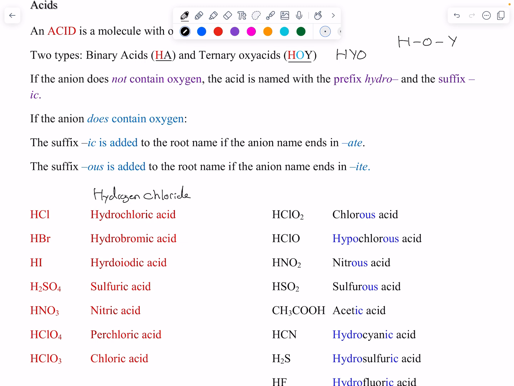Same thing with bromide and iodide. Hydrobromic acid, hydrogen bromide, hydrobromic acid. Hydrogen iodide, hydroiodic acid. Now, if you look at these next four, I have sulfate, nitrate, perchlorate, and chlorate.